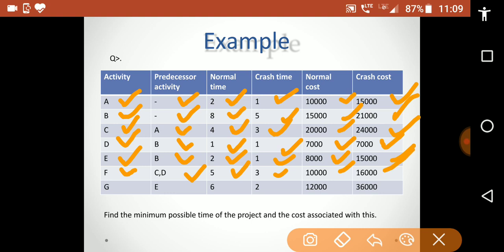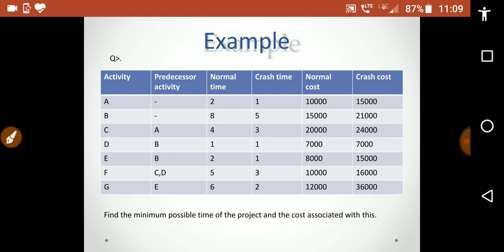Now the last activity is G, predecessor activity is E, normal time is 6, crash time is 2, normal cost is 12,000 and crash cost is 36,000. So find the minimum possible time of the project and the cost associated with this. So this is the problem.